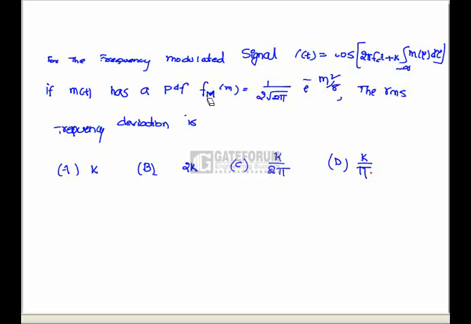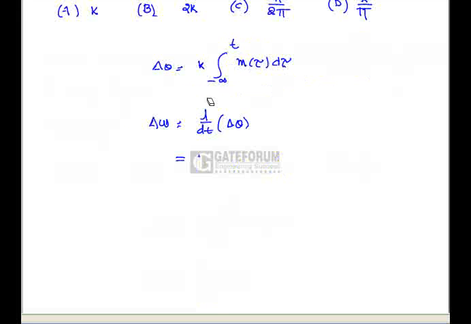For the frequency modulated signal, if m(t) has a PDF, then the RMS frequency deviation is... Here from the above equation, delta theta is nothing but k times the integral from minus infinity to t of m(tau) d tau. So we want the frequency deviation, that is delta omega, the differentiation of delta theta, which equals k m(t). So delta f equals k by 2 pi times m(t).